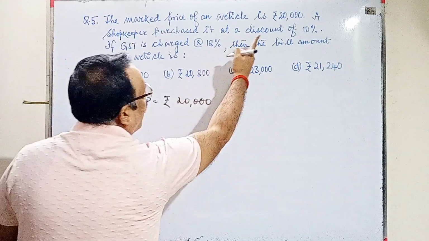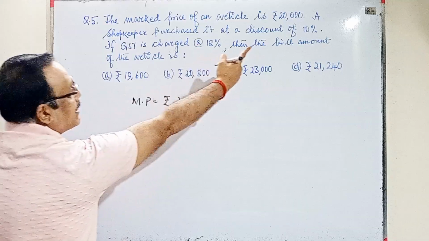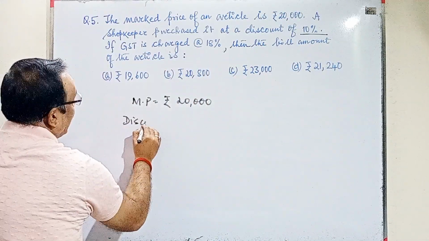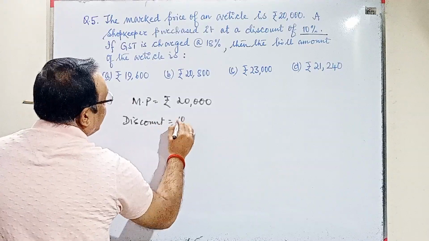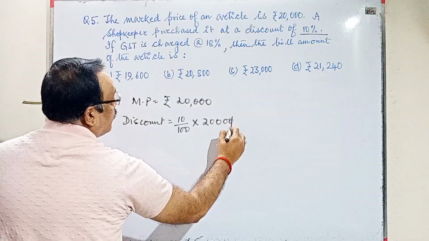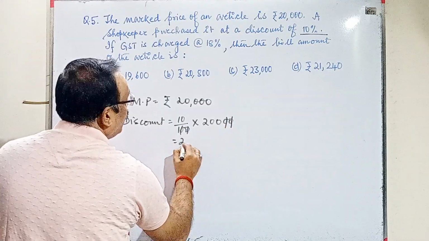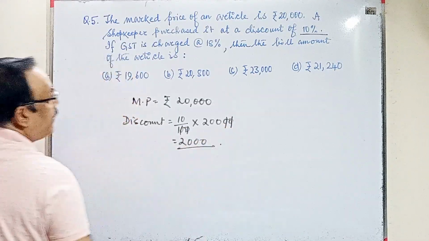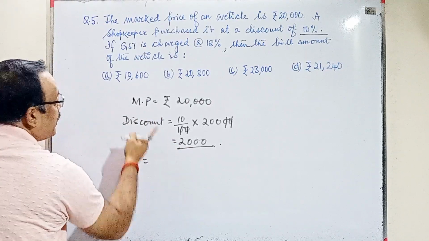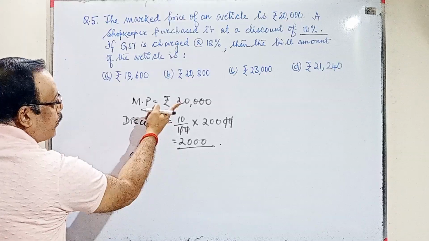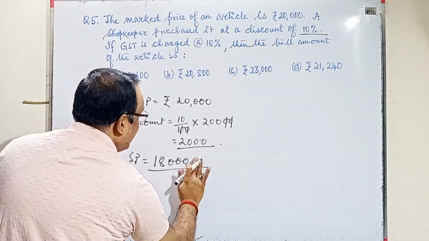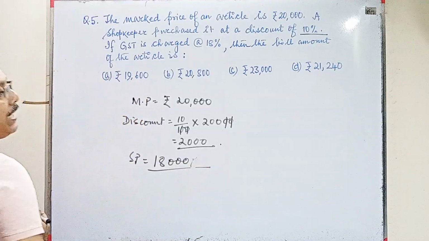And we know discount is always charged on the marked price. Rate of discount how much? Rate of discount is 10%. So we'll calculate the value of the discount. Discount will be 10% of 20,000, that is the marked price. So if we cancel, we get 2,000 rupees. 2,000 rupees becomes our discount. So if 2,000 is the discount, what will be the selling price? Selling price will be marked price minus discount. So 20,000 minus 2,000 becomes 18,000. 18,000 is your selling price.